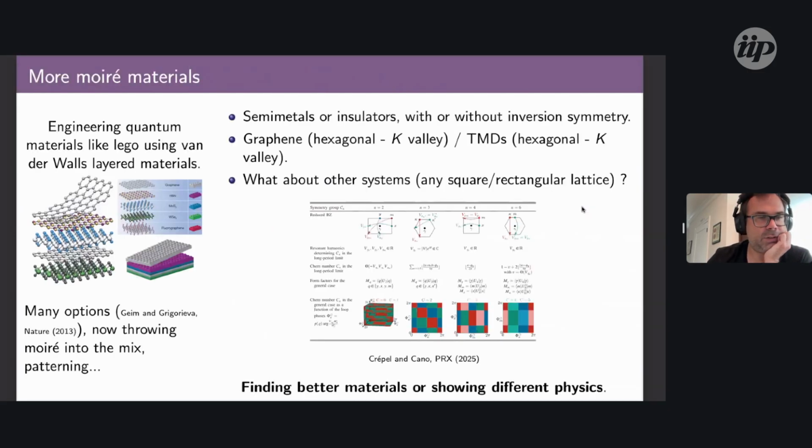So in the last 2 minutes, just to advertise some work about, what about the Moire? All the beauty of Moire materials, and we have somehow only scratched the surface, because if you look, we basically have graphene and TMDs. But what about other lattices and other systems? And the idea of finding better materials or showing different physics.